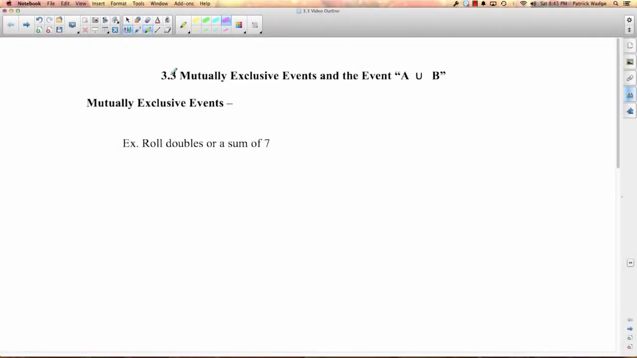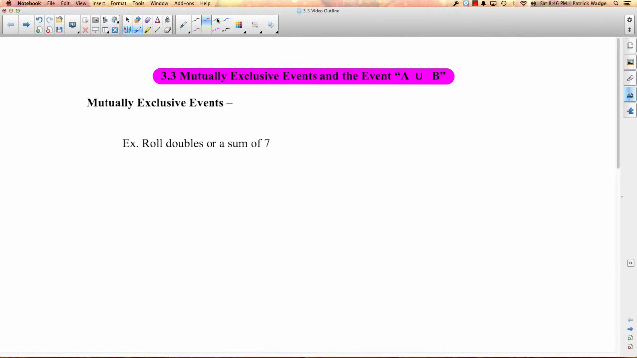Section 3.3 has quite a title: 3.3 Mutually Exclusive Events and the event A ∪ B. What's this ∪ thing? You should remember this from the previous chapter. This ∪ is the union, and remember it means "or," and it's the inclusive or.